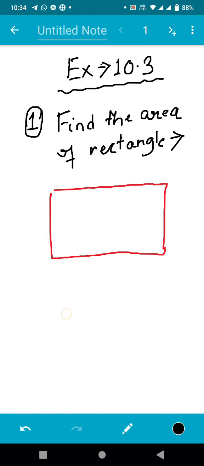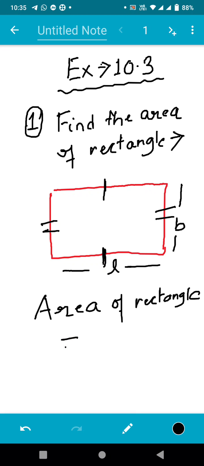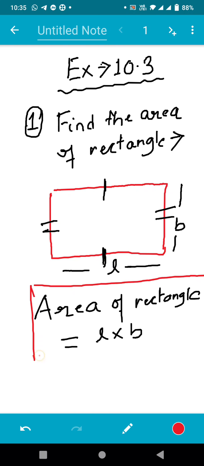And we know that in a rectangle opposite sides are equal, isn't it? Opposite sides are equal. Now this side is considered as length and this side is considered as breadth, isn't it? So what would be the area of the rectangle then? The area of a rectangle would be equal to length into breadth. So this is the formula that we need to solve all the questions of question number 1. Fine. Now let's go to the next page.